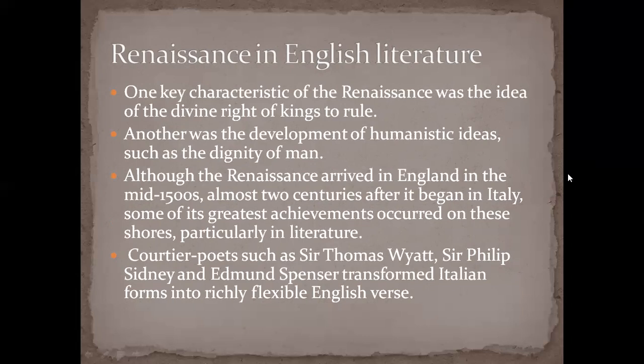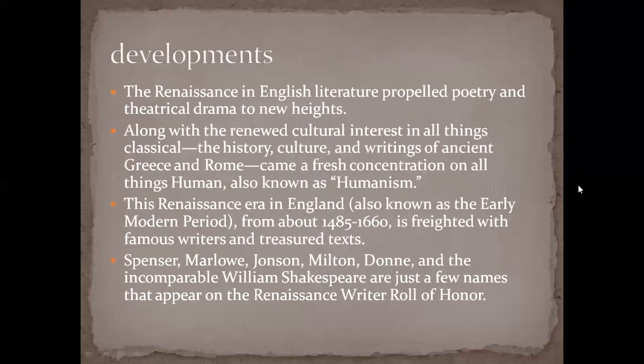Although the Renaissance arrived in England in the mid 1500s, almost 2 centuries after it began, some of its greatest achievements occurred on these shores, particularly in literature. There are some very renowned poets who wrote poetry during the period of Renaissance. Sir Thomas Wyatt, Sir Philip Sidney, and Edmund Spenser transformed Italian forms into richly flexible English verse. They practiced and transformed the sonnet form. So we have Spenserian stanzas. The way in which poetry was written was also transformed to a great extent.